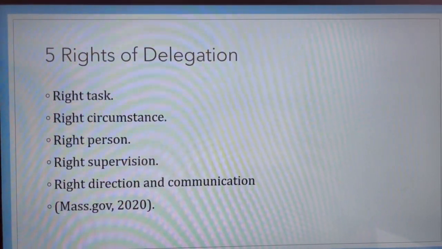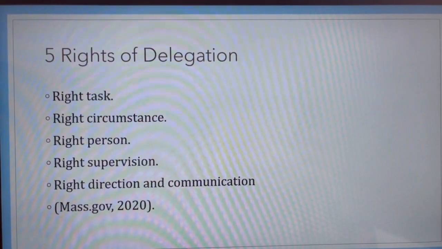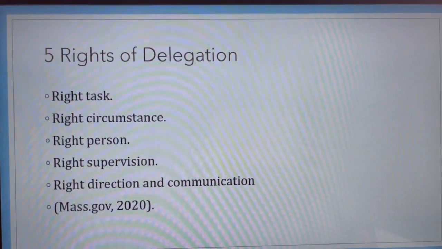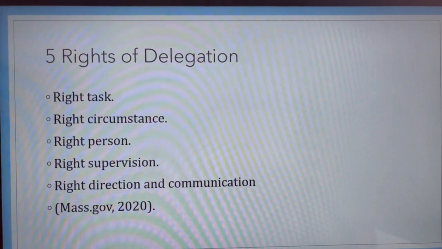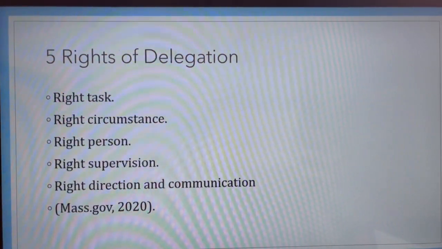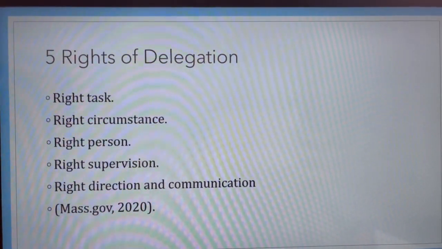Right supervision: provide supervision, evaluation, and intervention as needed. Right direction and communication: give a clear description of the task, including expectations. The communication should be ongoing.